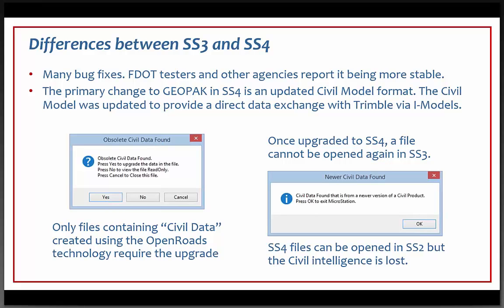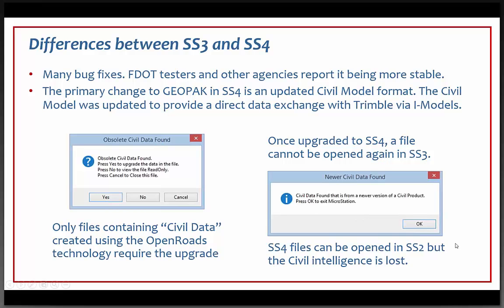The big thing here is that it's not backwards compatible. So once you upgrade a file to SS4 using the FDOT SS4 workspace or just the Bentley default workspace, it can't be opened in SS3 anymore. If you try to open it in SS3, then you're going to get a dialog like you see here on the right of the screen that says the civil data found is in a newer version of the civil products, and then all you can do is press OK, and it's just not going to open the file. So SS4 files can be opened in SS2 though.